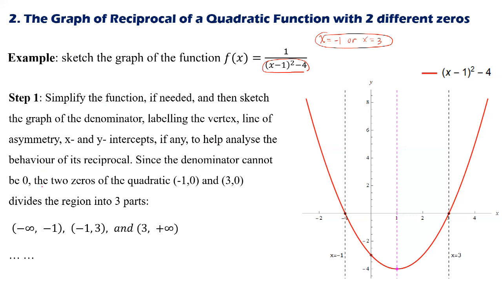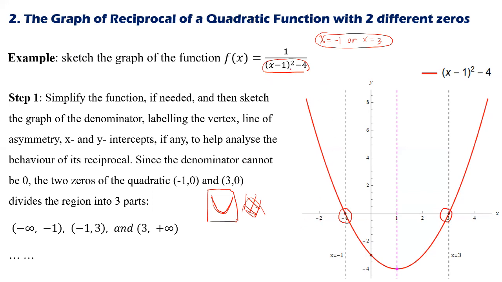Since the denominator cannot be 0, the 2 zeros of the quadratic, (minus 1, 0) and (3, 0), divide the region into 3 parts. So first of all, we need to draw the sketch of the quadratic function. A quadratic function has a shape like this or this, and because here the leading coefficient is positive, for this particular problem it has a shape like this, opening up. And the 2 zeros, as you can see here, are minus 1 and 3.